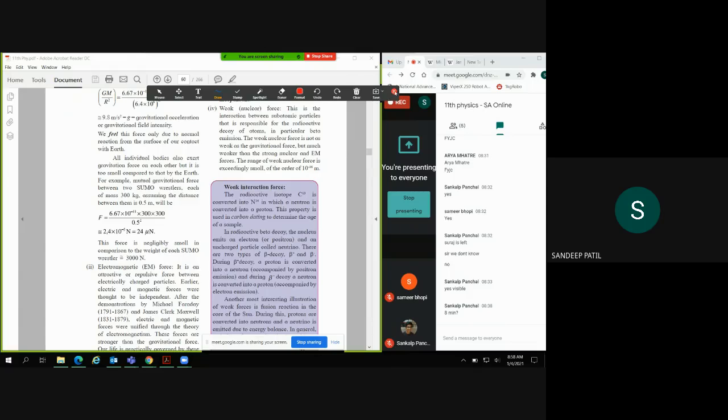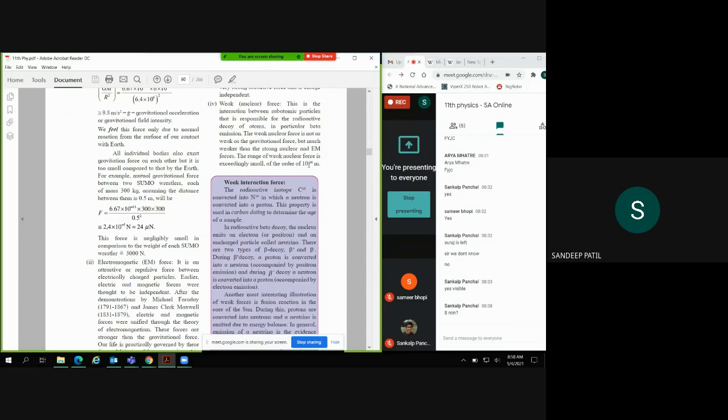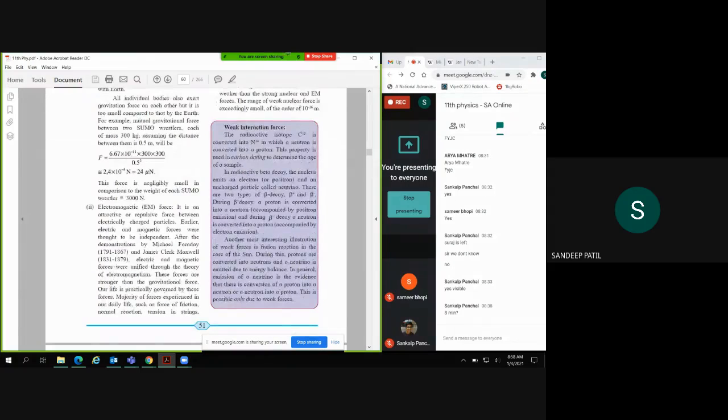Okay, let's go to another force, that is the electromagnetic force. It is an attractive or repulsive force. So this is not only attractive, it can be repulsive also, between electrically charged particles. Okay, earlier electric and magnetic forces were thought to be independent. Earlier they were considering electric and magnetic as two different forces.